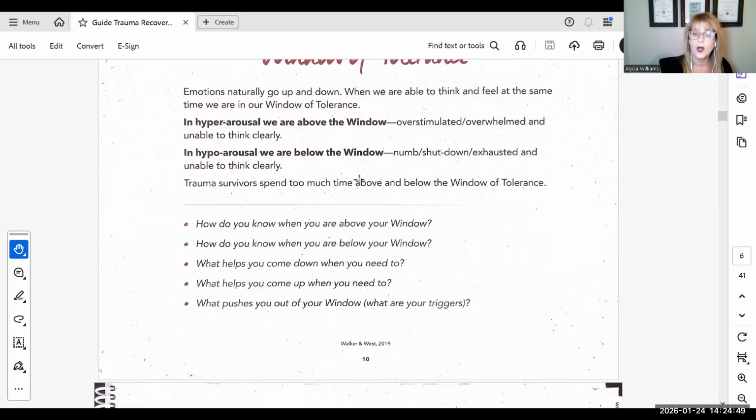And lastly, what pushes you out of your window? What are your triggers? What makes you so upset that you have to go up and be pissed off and tell somebody off? Or what makes you go down and isolate and just numb out and stare at the wall and become like a brick so nobody can penetrate you? What are those things that make you go above or below your window of tolerance?